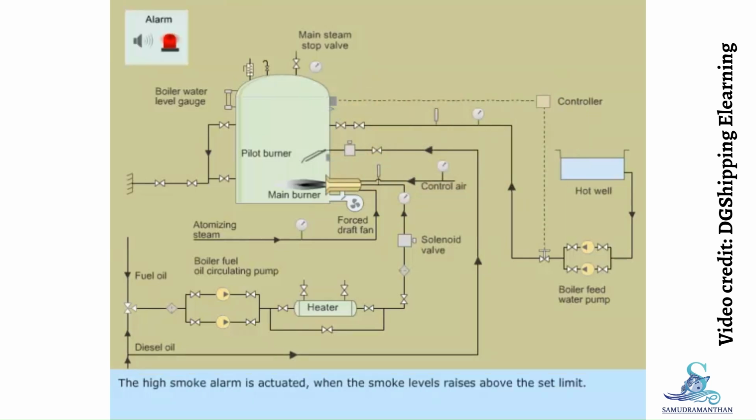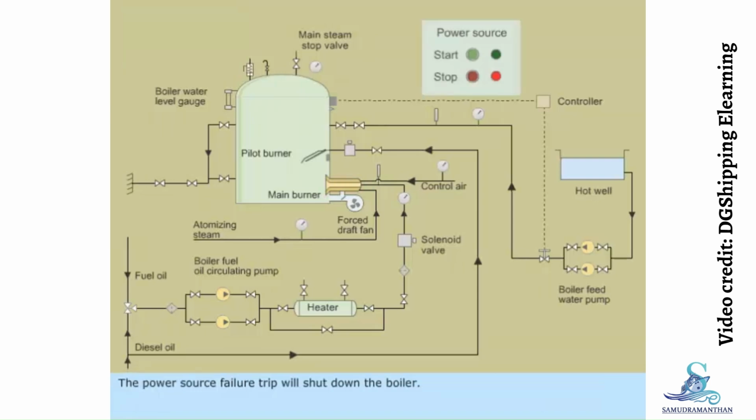The high smoke alarm is actuated when the smoke levels rise above the set limit. Pilot burner ignition fail trip is actuated when pilot burner fails and boiler operation is stopped. Main burner ignition fail trip is actuated when main burner fails and boiler operation is stopped. The power source failure trip will shut down the boiler.